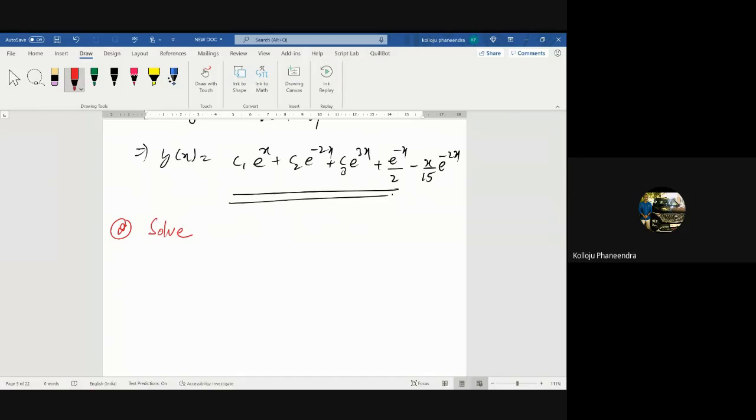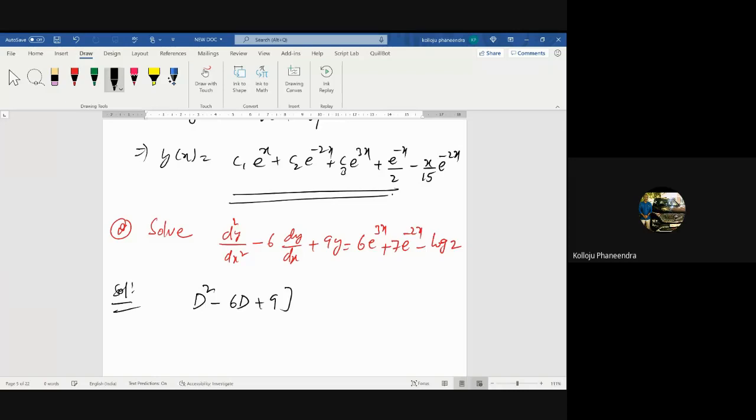d square y by dx square minus 6 dy by dx plus 9y equal to 6 e power 3x plus 7 e power minus 2x minus log 2. Solution: I'm writing directly. (D square minus 6D plus 9) y equal to 6 e power 3x plus 7 e power minus 2x minus log 2. Equation 1.